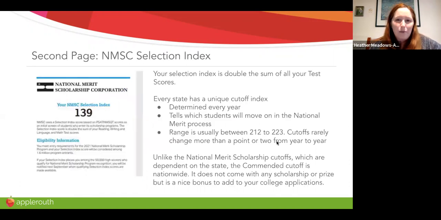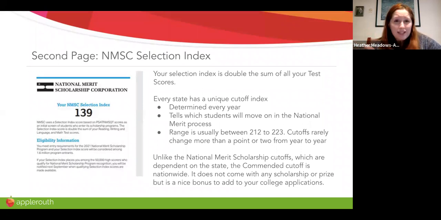How do I know if I did it? Well, again, I talked about that weird index a minute ago. You take those test scores we talked about, and those are used to calculate your index. Your index is going to be on your score report. You don't have to calculate it yourself. It's going to be a 3-digit number. That tells you if you qualified. They are done by state, so it depends on what state you're in, and that's different, right?